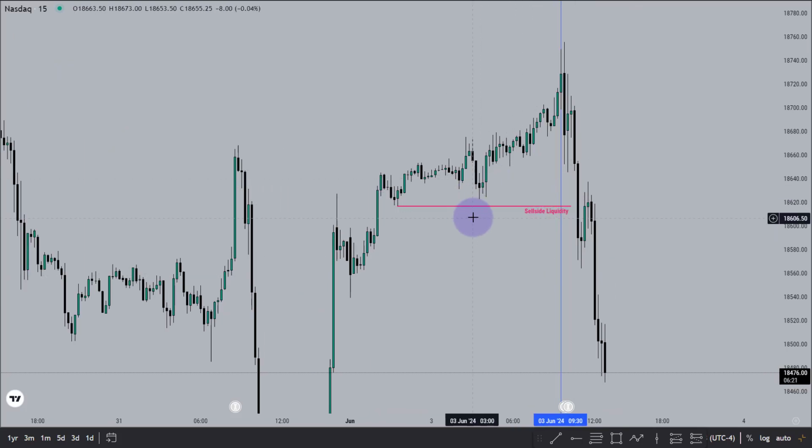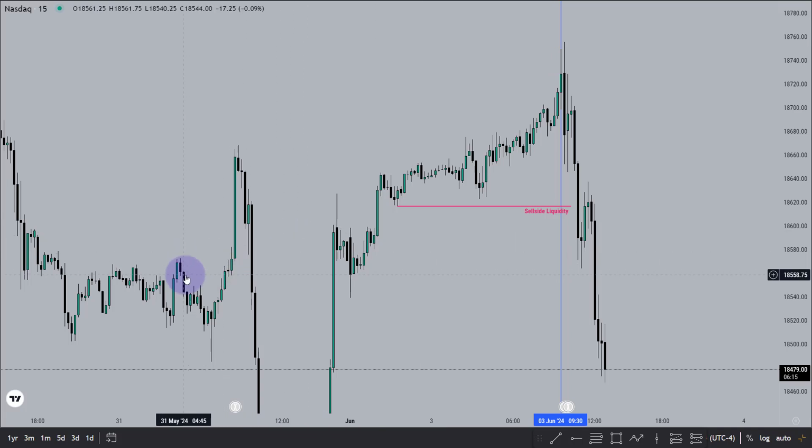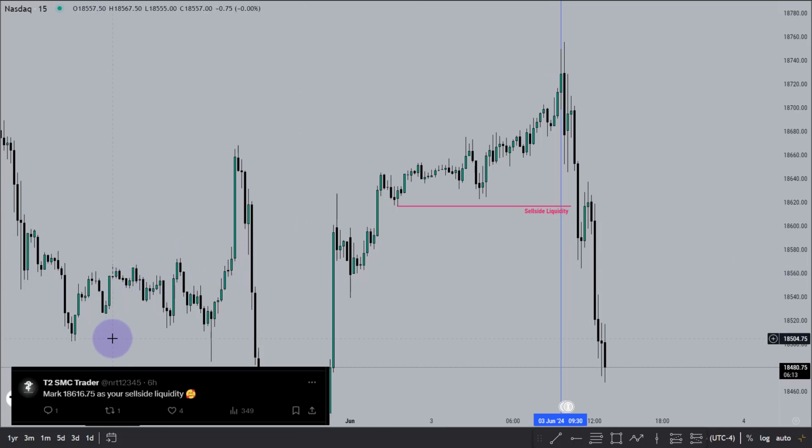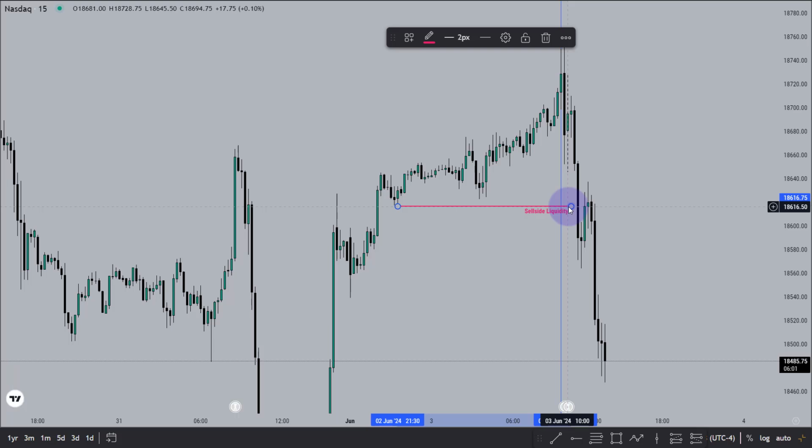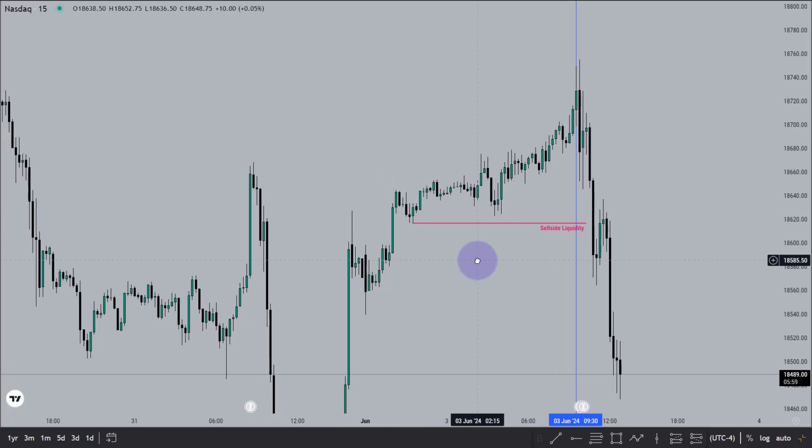Now don't think this is hindsight. Just look at the bottom left corner. I tweeted that beforehand, so all of my viewers and followers know that today's market was going to take that sell side liquidity level, 18616.75. So that was my target for the morning session.